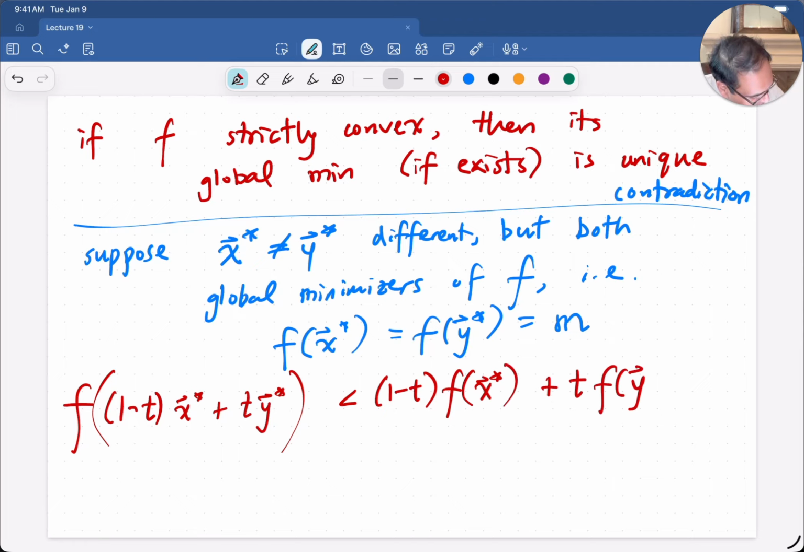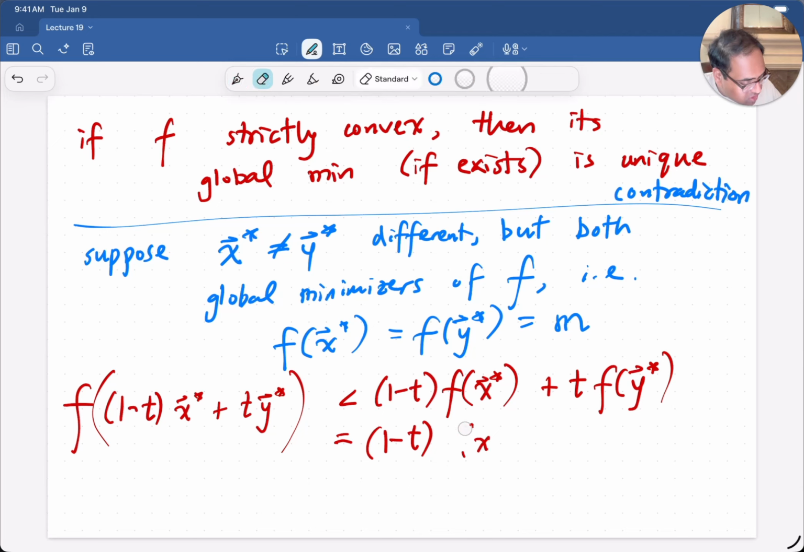y star. Okay, but remember here f of x star and f of y star are the same thing, so this is (1 minus t) f of x star, which is m, plus t f of y star, which is also m. Make it more clear that this is addition. But (1 minus t) times m plus t times m, we've seen this already. This is just the same thing as m.